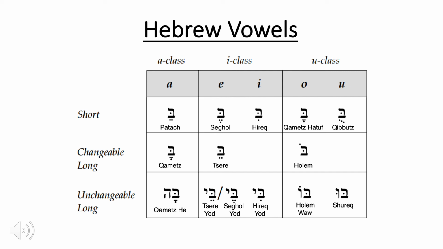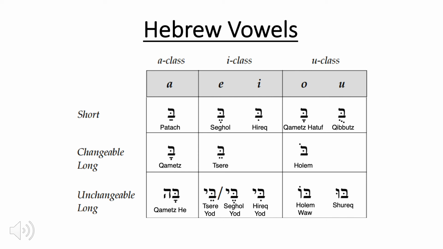This is really not an accurate presentation of an unchangeably long A-class vowel, and I'll explain why in the next slide. But for now, you can simply remember that an unchangeably long A, at least as Van Pelt defines it, has a he, komets he. We have segol and hirik. The long version is tsere, and then tsere yod, segol yod, and hirik yod, pronounced as A, E, respectively.